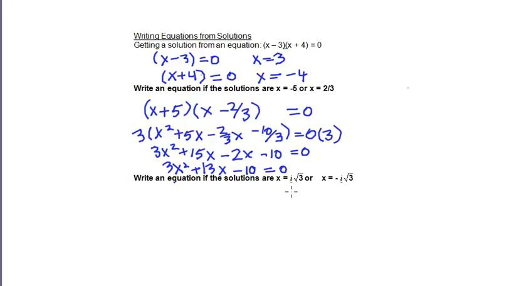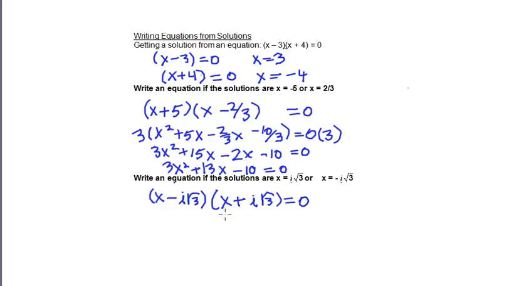So from the first factor, which is positive i square root 3, we're going to set up the factor x minus positive i square root 3. And then from the second factor, which is negative i root 3, we'll set up the factor x minus a negative gives us plus i square root 3. And again, we will set that equal to 0.